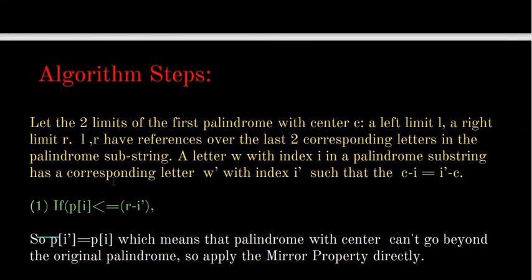Here are the steps of this algorithm. First we declare two limits, a left and a right limit, and a center. Suppose we indicate C as the center of a palindrome, so I dash is the mirror image of I. If we consider index I on the left side of the center, then I dash will be the mirror image, and the distance from the center to both is the same.